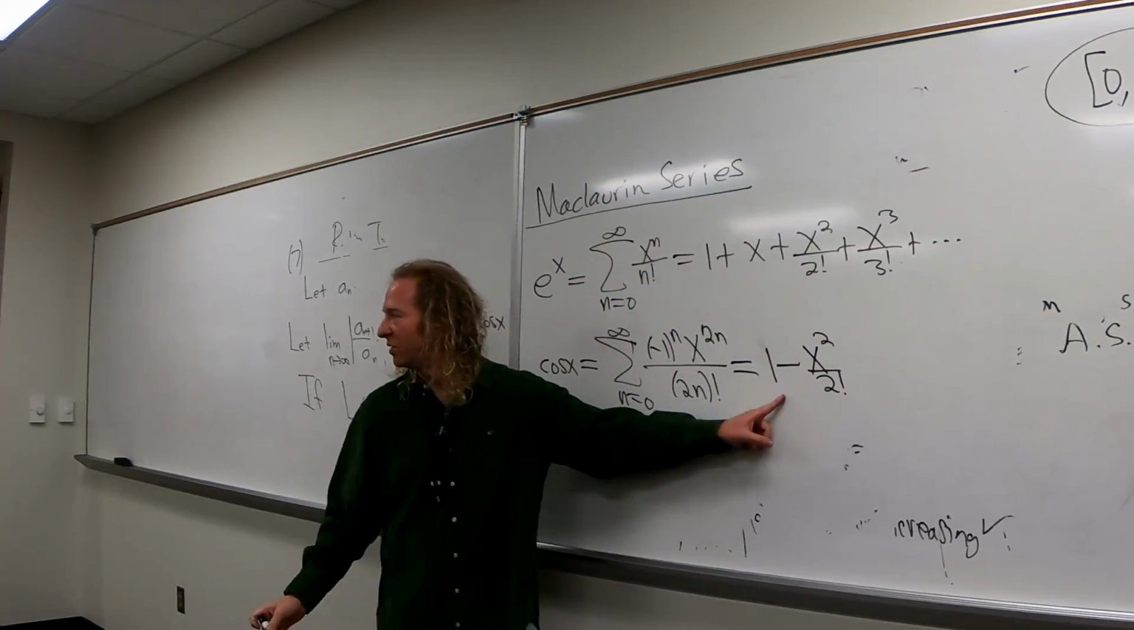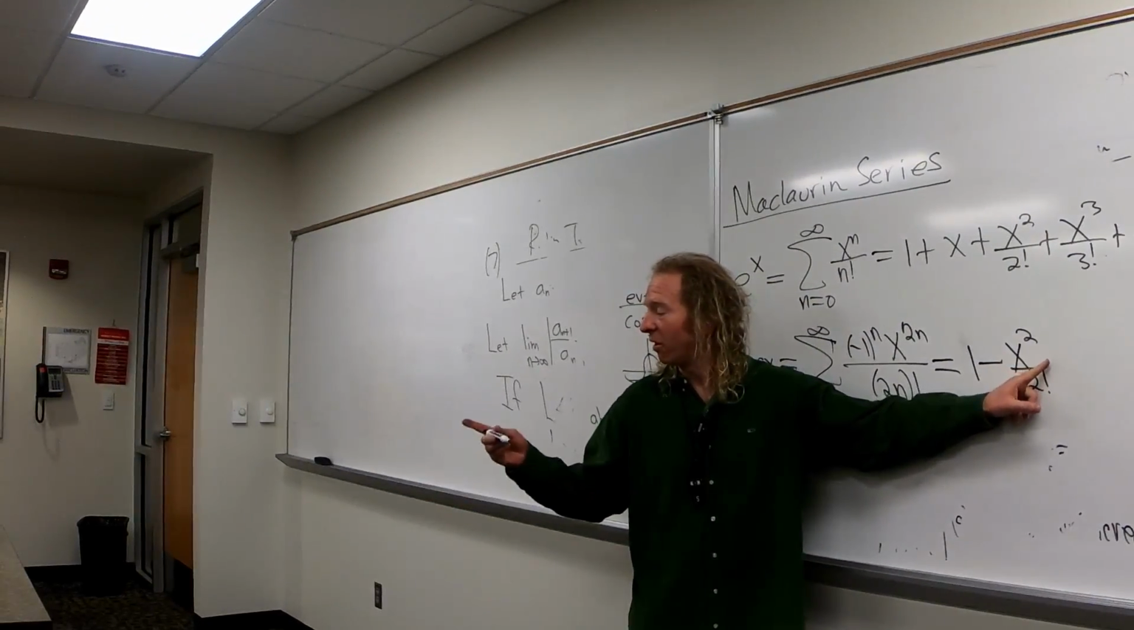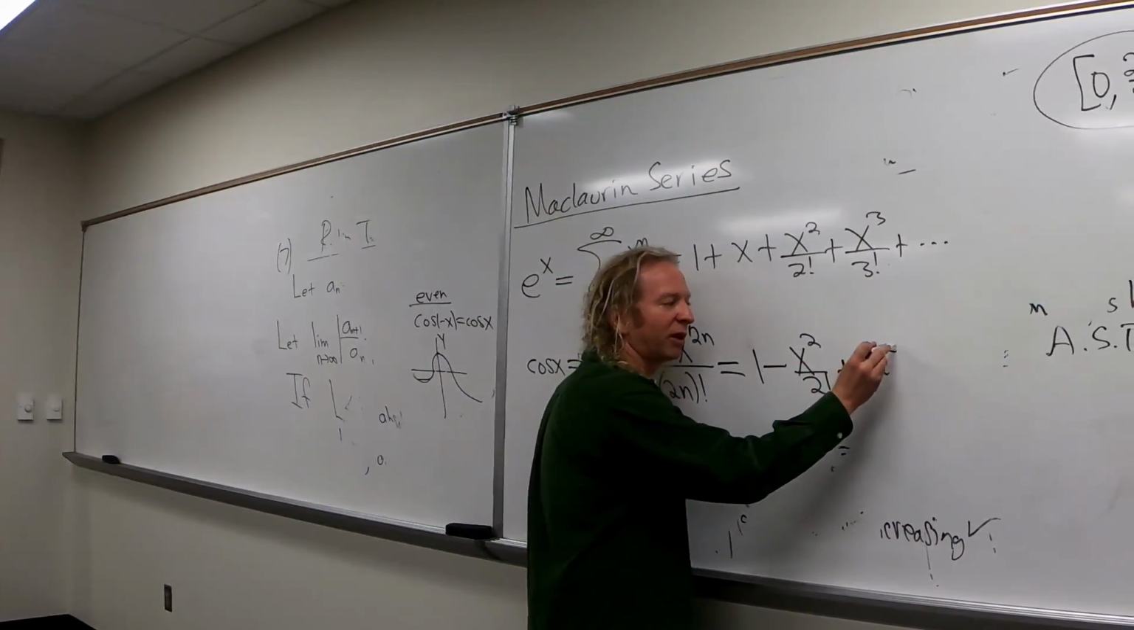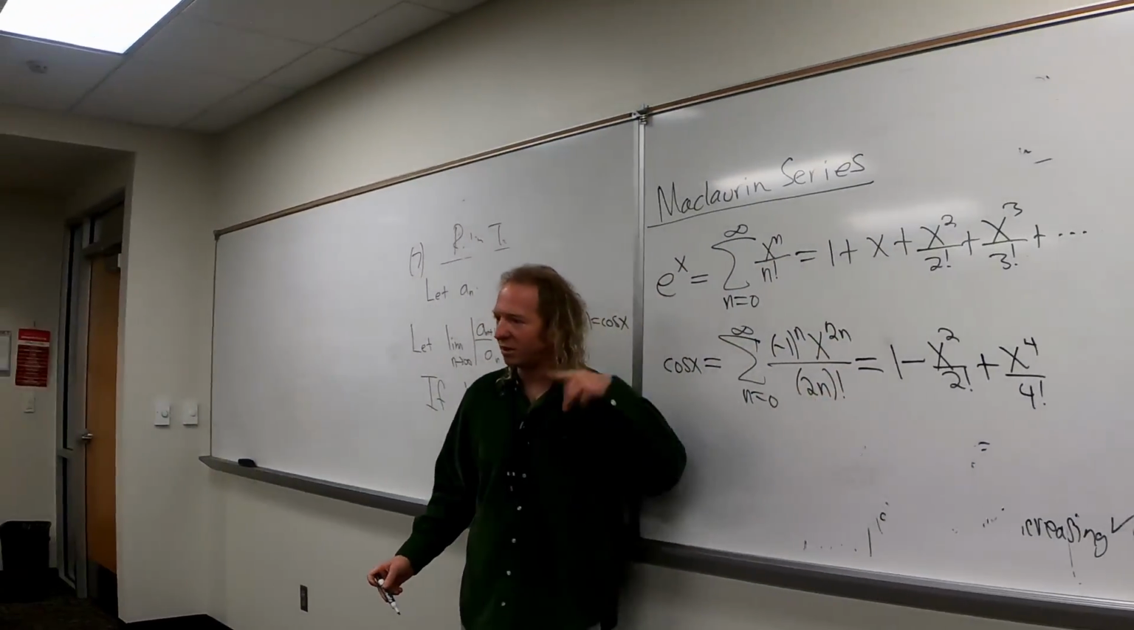See, first it's x to the 0, and then it's 2. And the next one should be 4. But it alternates, so it should be plus. I'm not actually plugging in the numbers, right? No way. I mean, you could do that. You could plug in the numbers and work it out. But then that's more work, right?